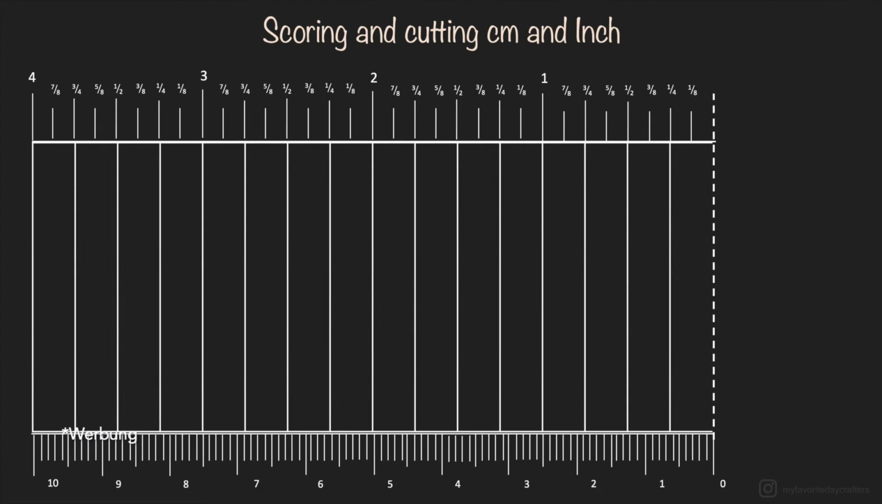But then if you want to use a scoring board with both measurements written on them, you have to keep in mind that here again, you can also only have the scoring lines for either inches or centimeters. So for scoring, I definitely cannot recommend using a scoring board with centimeters and inches if you want to use both measurements. So instead, I would definitely get a second scoring board to score my papers.